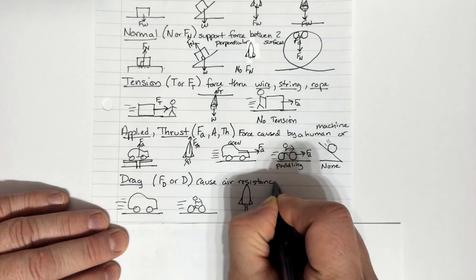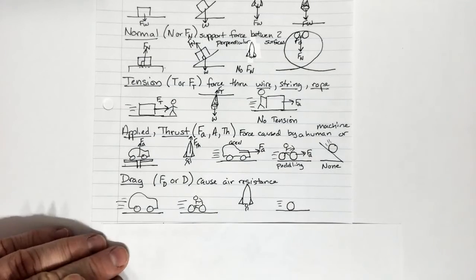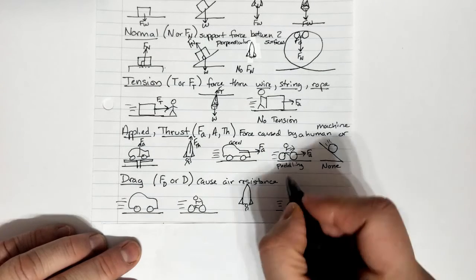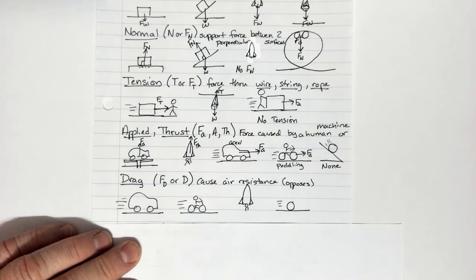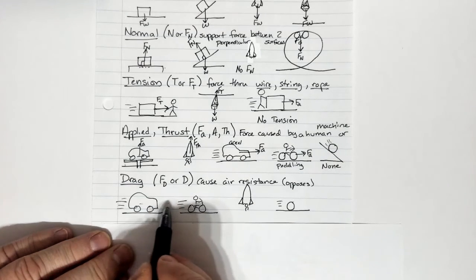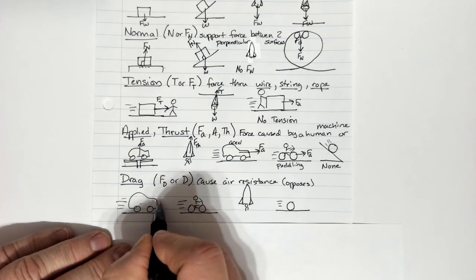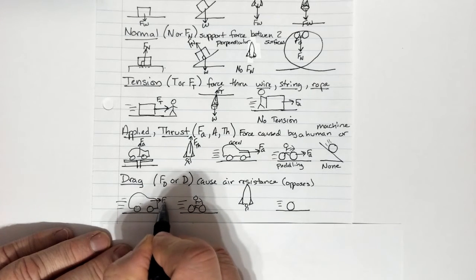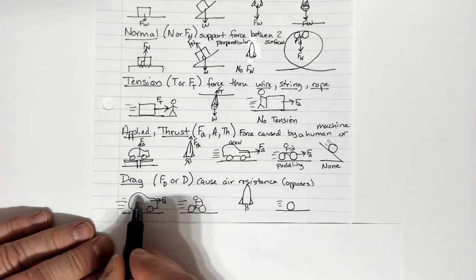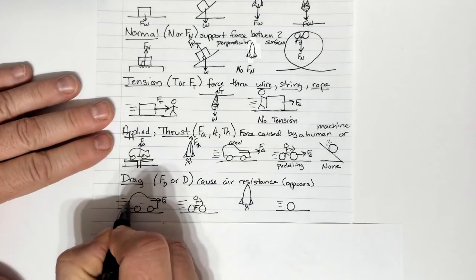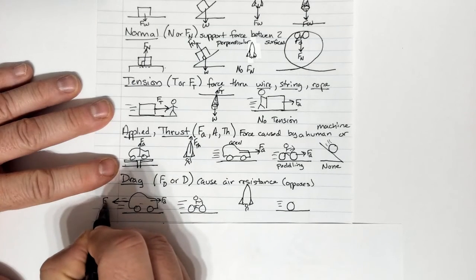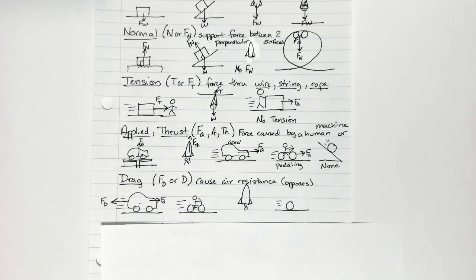And air resistance always opposes motion. So it opposes motion. So we have to remember that. So if I've got a car going down the road, I might have a force applied, but there is air hitting the molecules on the windshield and the front, and it's slowing the car down. So there would be a force of drag backwards. Okay? So there is drag.